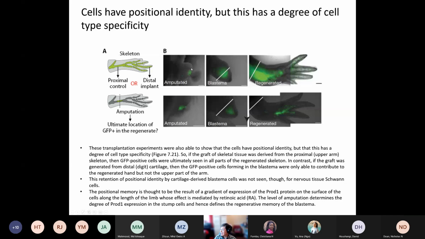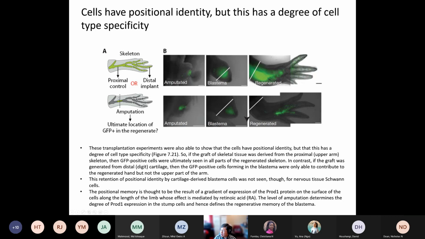So basically what the scientist has shown is if you have the same bone put into this upper arm level, you do amputation, it's going to grow a full arm, okay, as expected, as we have explained. And now, if you put just a small piece of bone from the distal part into the upper arm, you still are going to grow a full arm, but only the distal part of that structure is contributed by the green cells. So what does that mean?